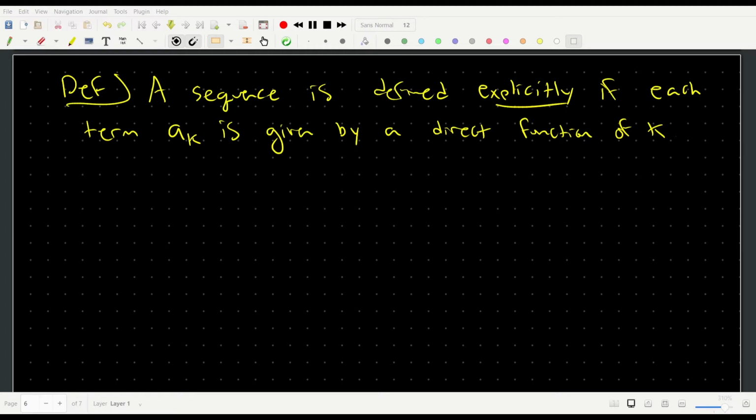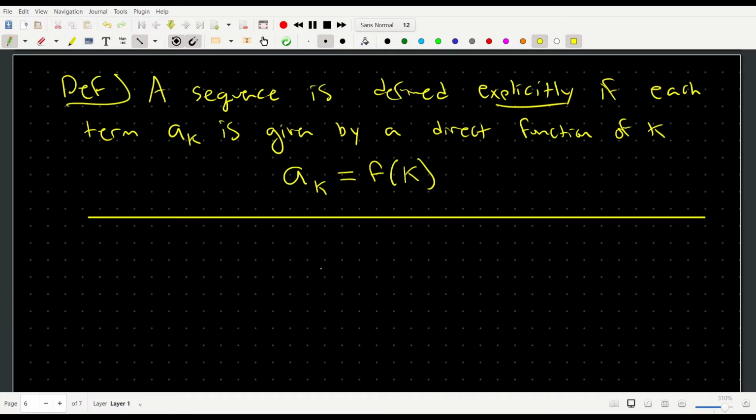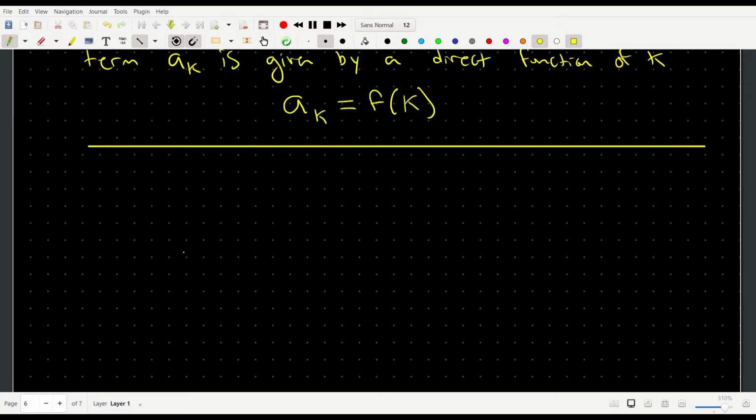So moving on, I want to get to the other way of defining a sequence, and this is called the explicit way of defining a sequence. This is if each term a_k is given by a direct function of k. Or in other words, a_k is equal to some function f of k. And I am specifically using f here as opposed to g from before because I don't want to confuse the explicit and recursive definitions of a sequence.